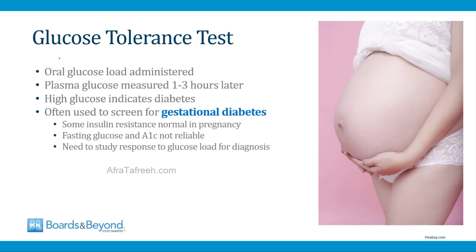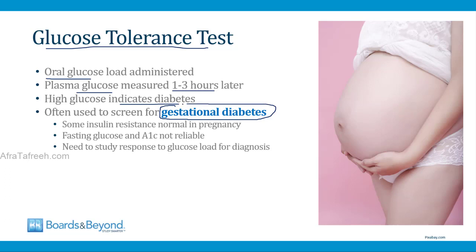I mentioned earlier that you can use glucose tolerance testing to make a diagnosis of diabetes. This involves administering an oral glucose load and then measuring the plasma glucose 1 to 3 hours later. And if the glucose level is high and above standard cutoffs, this indicates diabetes. And the main situation in which glucose tolerance testing is used is in gestational diabetes among women who are pregnant.